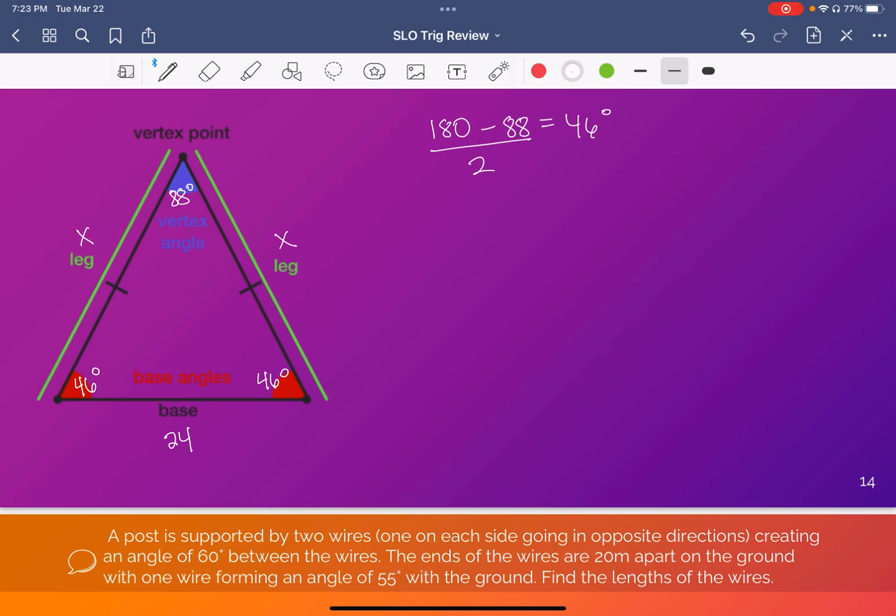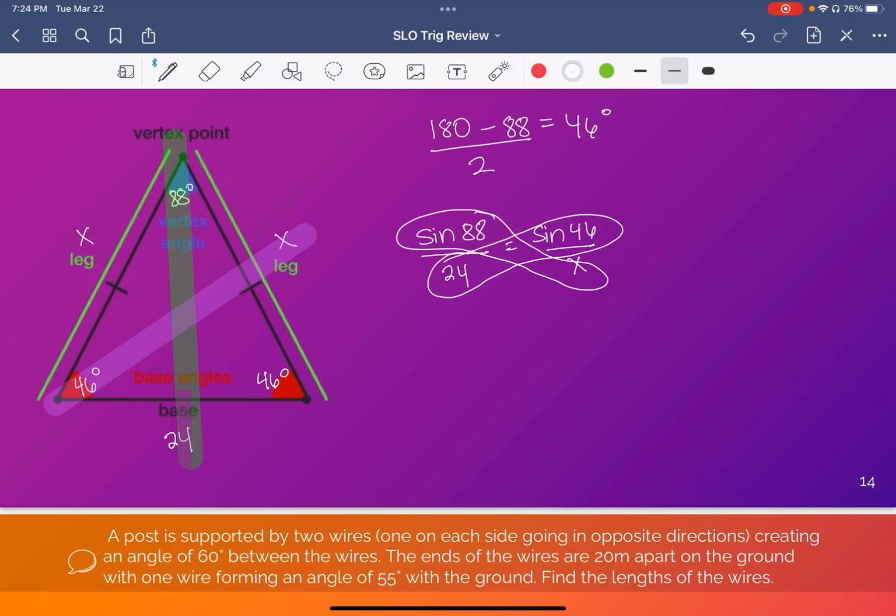So now, notice that we can actually use law of sines because I have an angle and a side pair. So I have angle 88 and side 24. And you can use either angle because they're the same and the leg is the same. So we can have sine of 88 under 24 is equal to sine of 46 over x. Cross multiply. Remember that the angles always go with the sine. There's been some confusion over that.